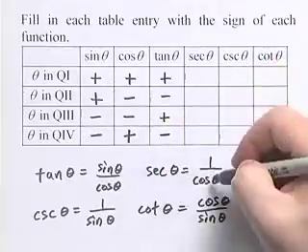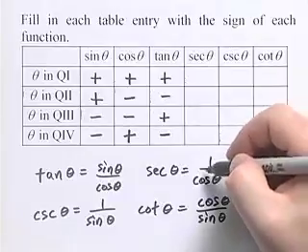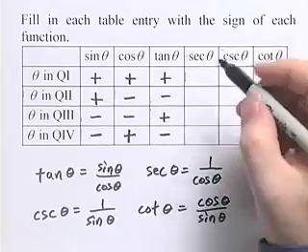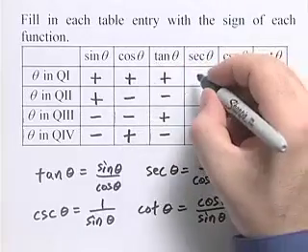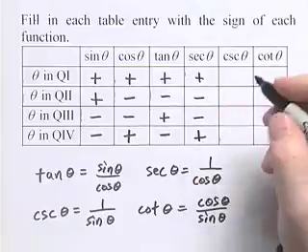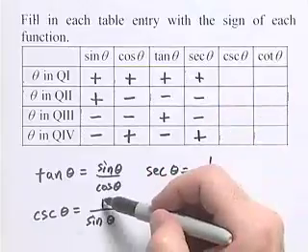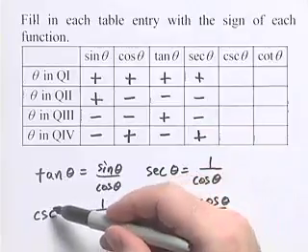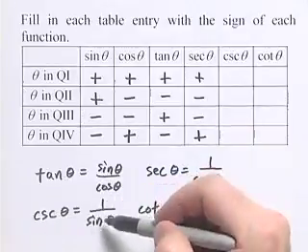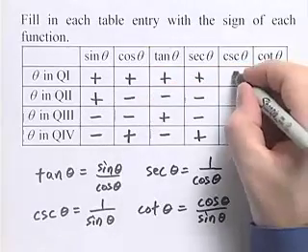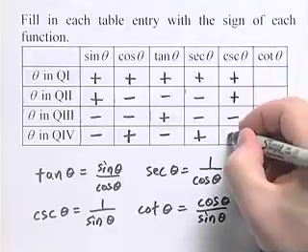Secant is 1 divided by cosine. 1 is positive, so basically the sign for the secant is going to be the same as for cosine. So we look at the cosine values here. We'll get plus, minus, minus, plus. For the cosecant, cosecant is 1 divided by sine. Since 1 is positive, the sign of cosecant will equal the same sign that we get for the trig function sine. If we look over here at sine theta, we get plus, plus, minus, minus.